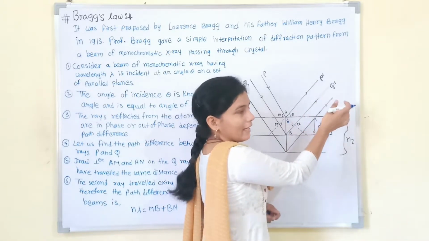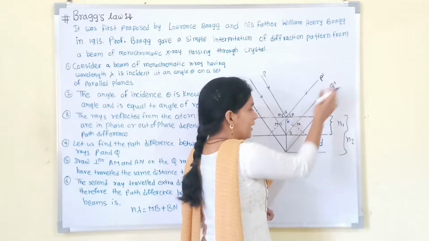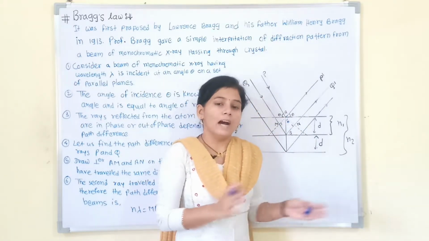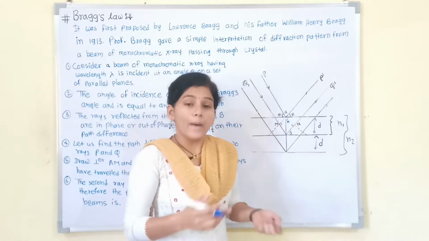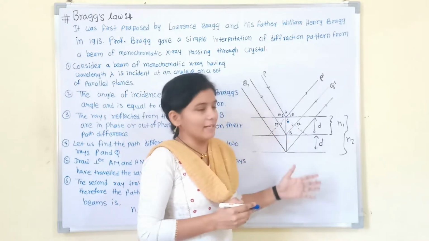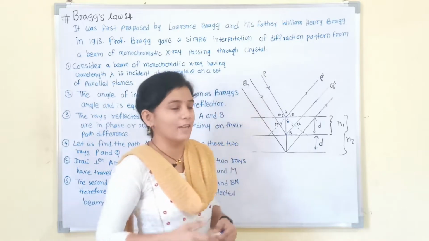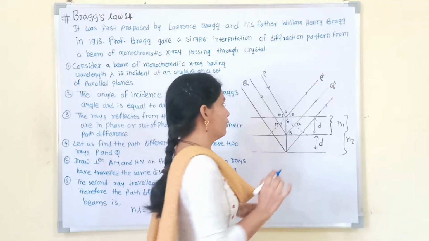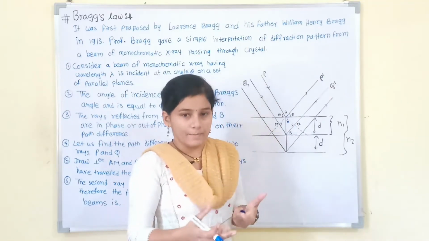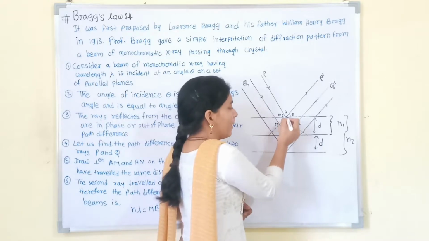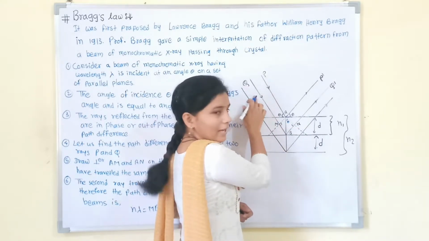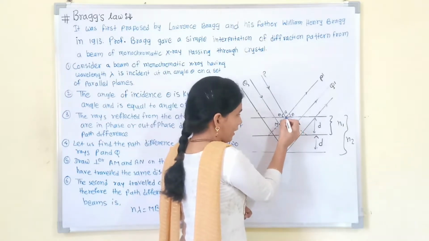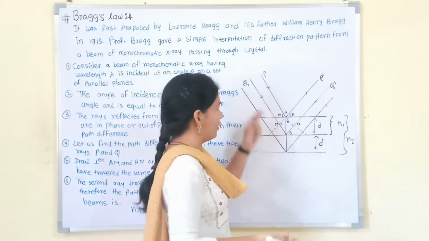The two reflected beams, P dash and Q dash, from atom A or B are in phase or out of phase depending on their path difference. So for the diffraction condition we have to know the path difference between these two rays. We will calculate it in a few steps. First step is to draw the perpendicular on the second ray, that means on the Q ray. So we have to draw the perpendiculars AM and AN on the Q ray.